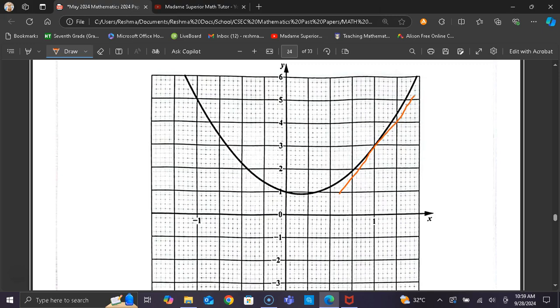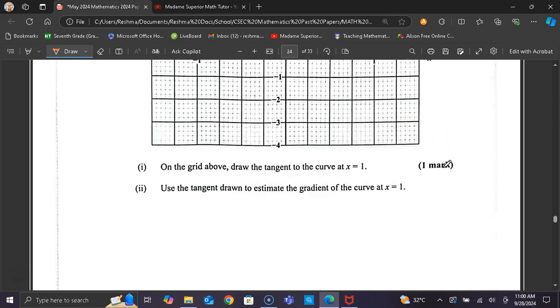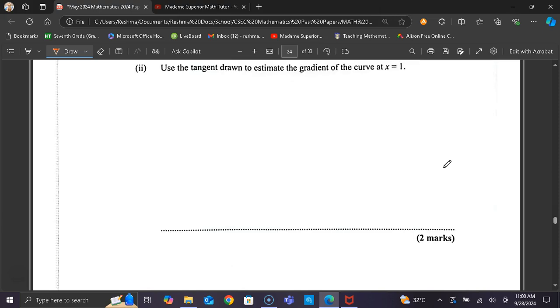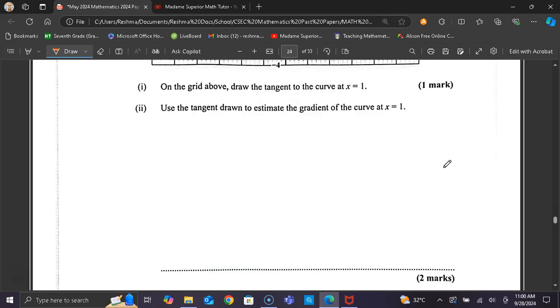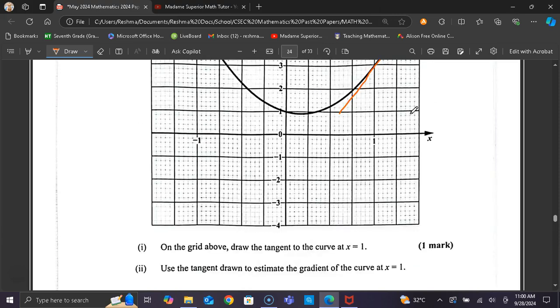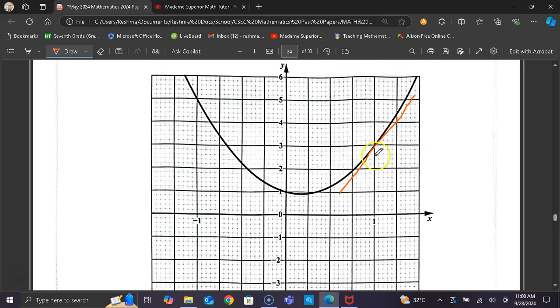Okay, this looks a little better because you can see that the space on either side here and here is approximately the same. It's not exactly a straight line, but that will have to do. So let's go on to part 2. Part 2, for 2 marks: use the tangent drawn to estimate the gradient of the curve at x equals 1. The gradient of a curve at x equals 1 is actually equal to the gradient of the tangent at the point x equals 1. That is the point of drawing the tangent in the first place.